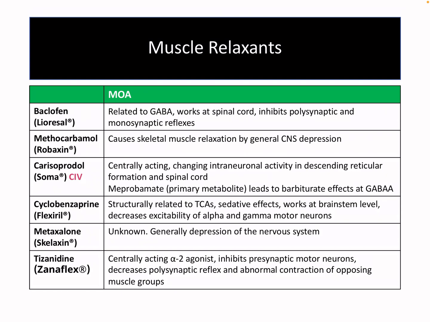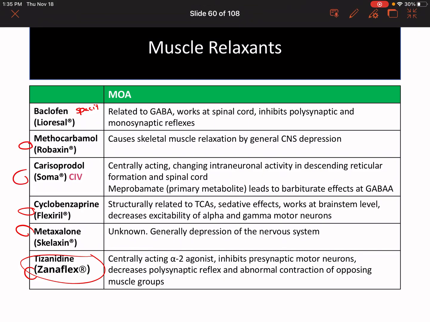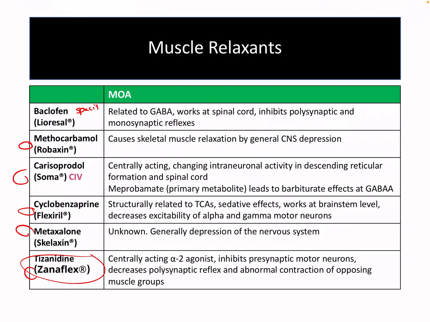When we look at the different therapies, again, this is your antispasticity, and these are your antispasmodics. This is both. These are all your antispasmodics. You'll see that the mechanisms of action are very different from one another. But sometimes the mechanism of action helps us talk about what the side effects will be. So for example, baclofen works on the spinal cord on GABA, so usually you'll see an overall CNS depression associated with it.